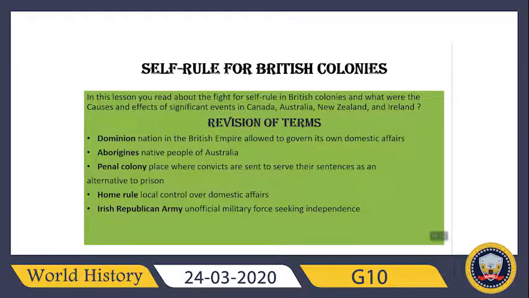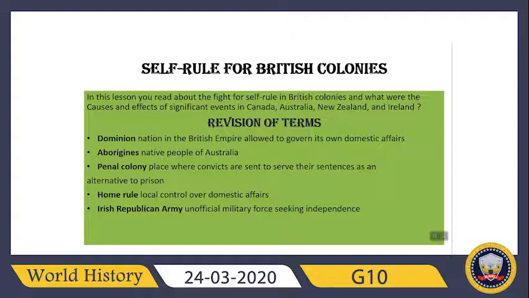Next lesson is self-rule for British colonies. In this lesson, you read about the fight for self-rule in British colonies, and what were the causes and effects of significant events in Canada, Australia, New Zealand, and Ireland. You have read all these in detail. A few terms, like dominion. What is dominion? Dominion means a nation in the British Empire that was allowed to govern its own domestic affairs.